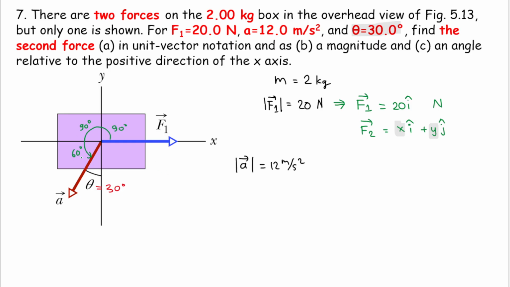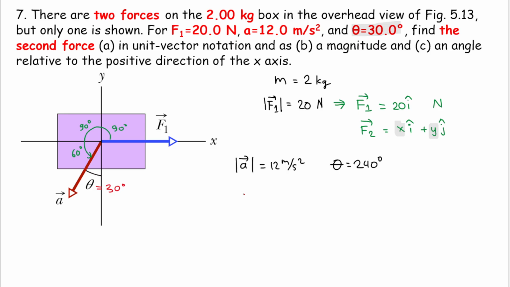So if we write it in this green angle here, we will have theta is 90 plus 90, that will be 180, plus 60. That will be 240 degrees. And this is the angle of this acceleration. Good. But I also need to write this acceleration in unit vector notation.